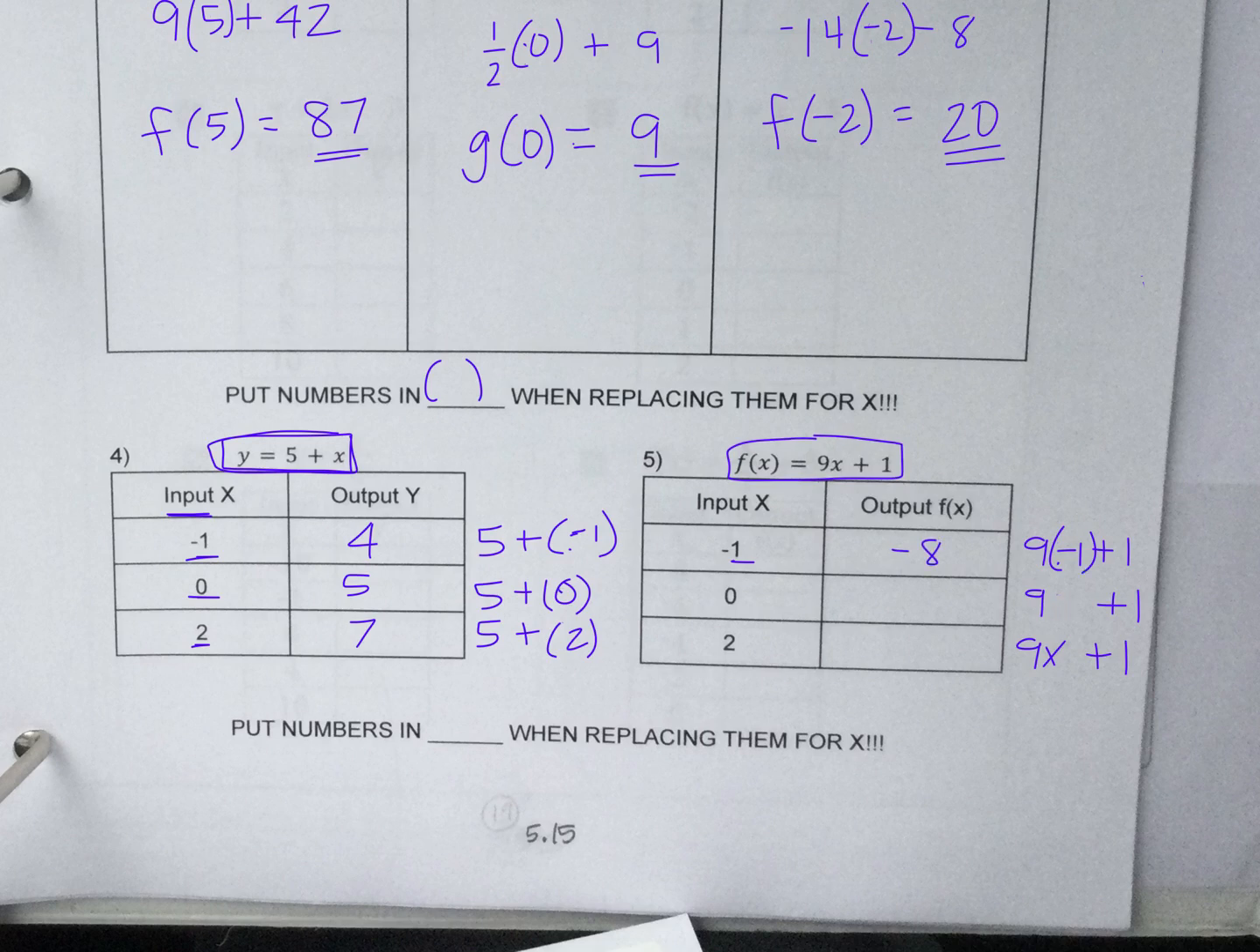I'm going to erase my x in the second one, and I'm going to plug in that 0. 9 times 0 plus 1 gives me a 1. One more time. I'm going to erase the x, and I'm going to plug in a 2. 9 times 2 plus 1 is 19. Remember, put numbers in parentheses when you replace them for the x. That is so important. All right, flip over to page 16.